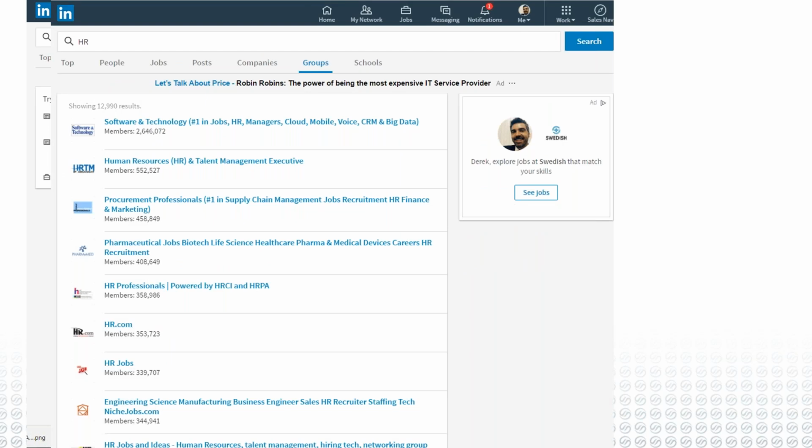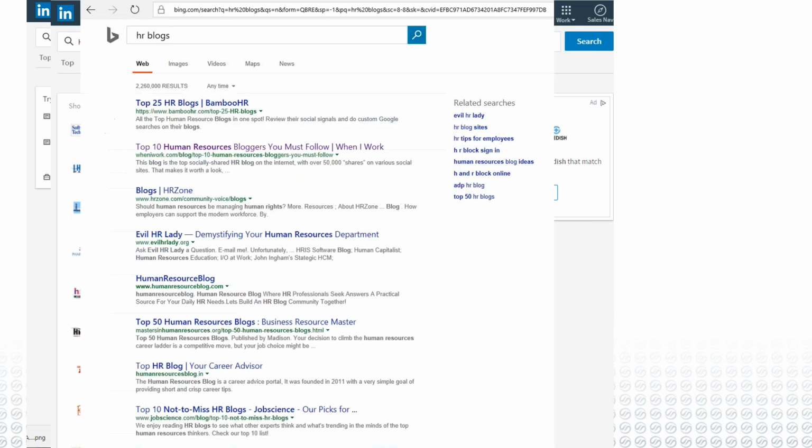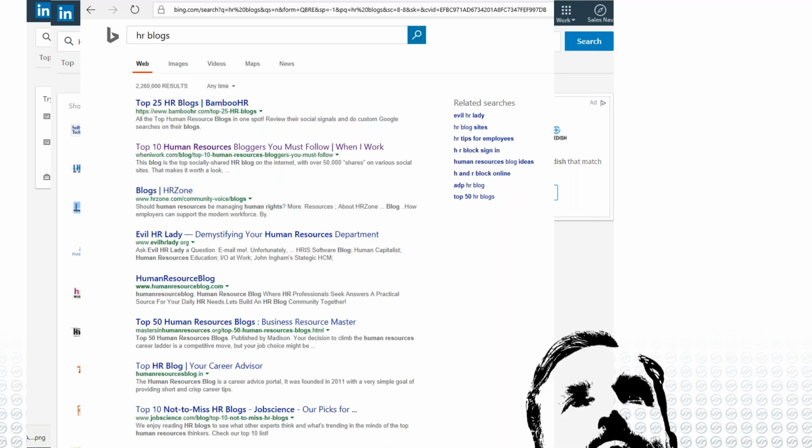You can also go to HR groups and join them, and you can find out exactly what those 2,646,000 members in the HR Managers Software and Technology Group are interested in. The 358,000 HR professionals in that group, what they're interested in, what's going on in those articles. And then if you have a computer, you can take a look at what's going on and read a bunch of HR blogs. Now, why is this important?